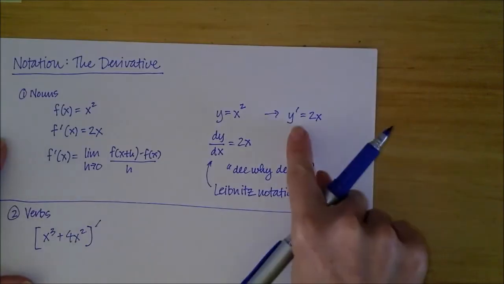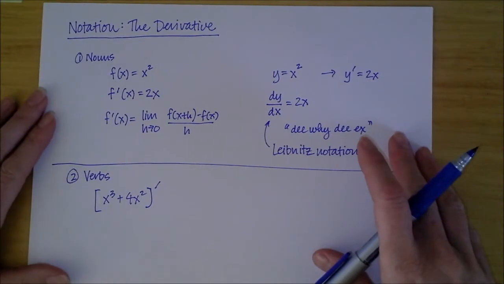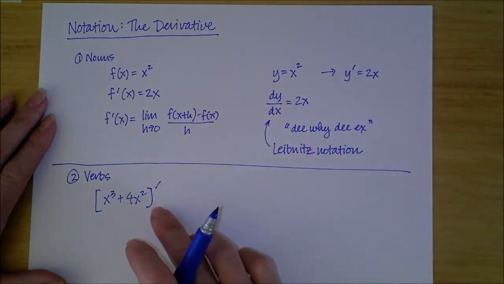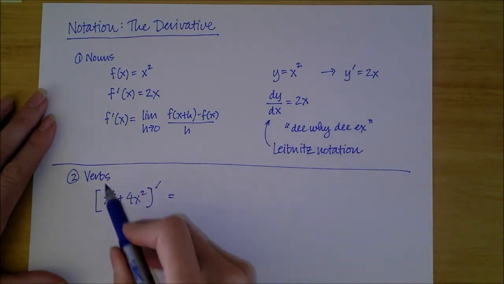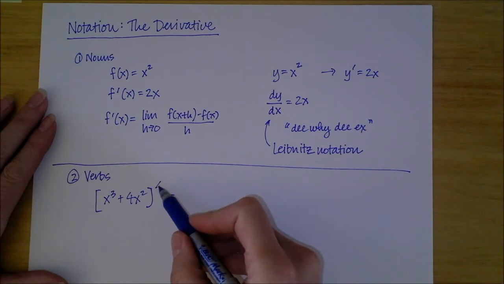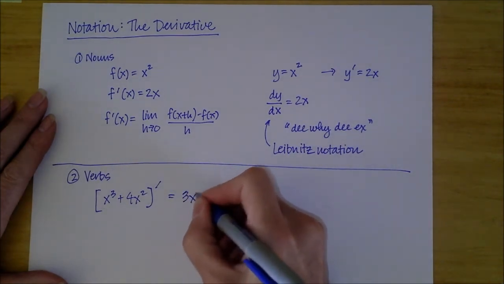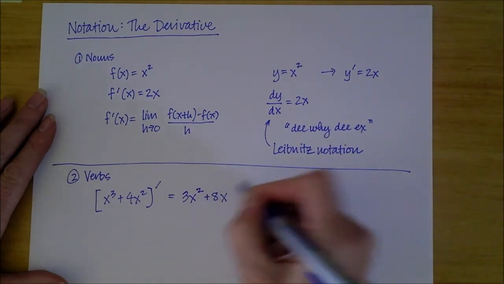Again, it's kind of like this. It's kind of loose, it's kind of casual, but everybody will know what you're talking about. Like not too often would you see this in a book, but anyway, when you see this, I call this a verb because it's telling you to do something. So the derivative here is whatever, 3x squared plus 8x, right?